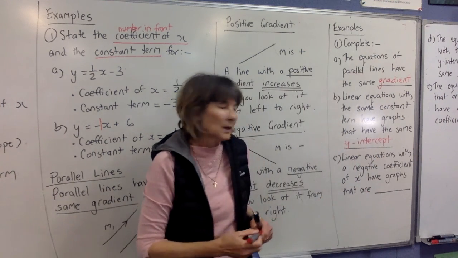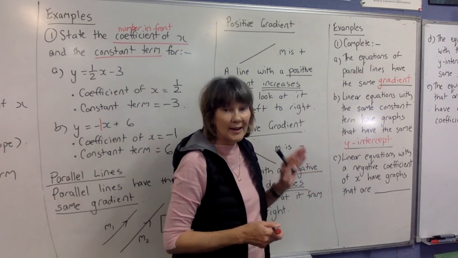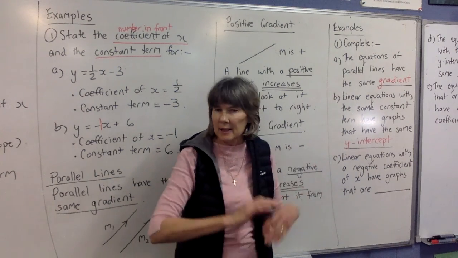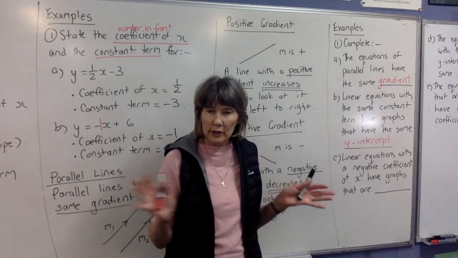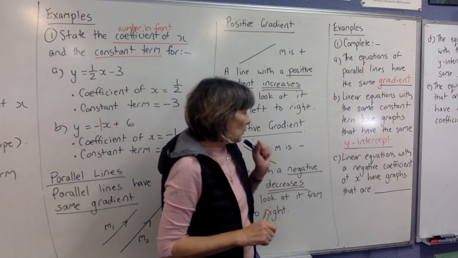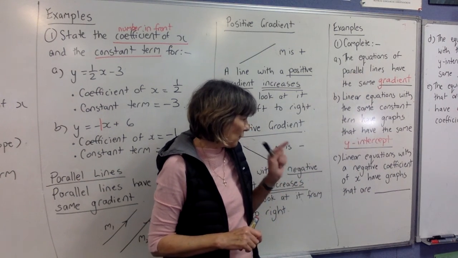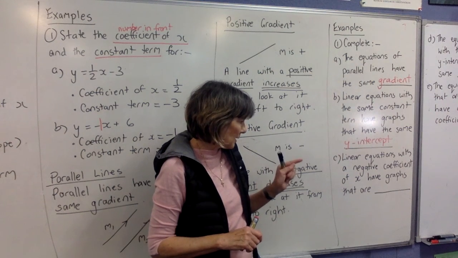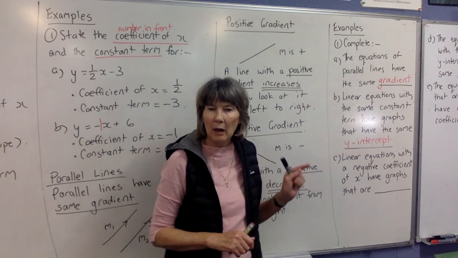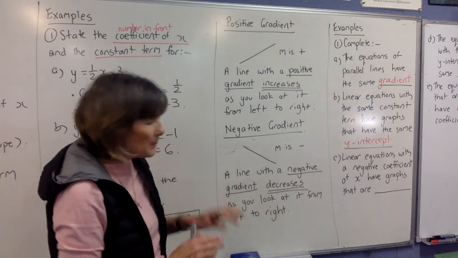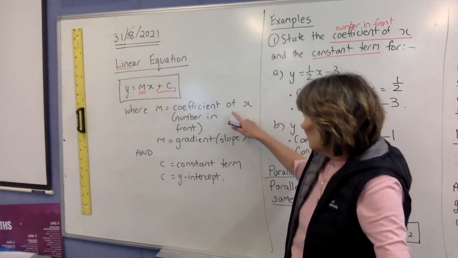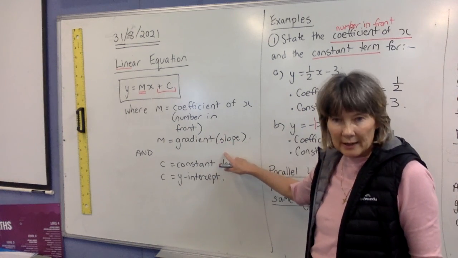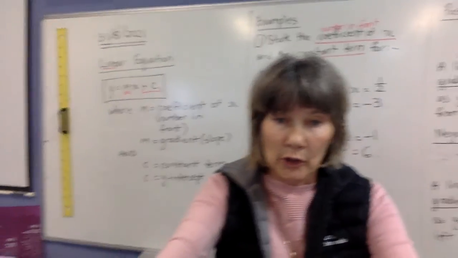Okay, the next one. Linear equations with a negative coefficient of x. There's a lot to read here, but think about it. Linear equations, just the equations we've been looking at, with a negative coefficient of x have graphs that are what? All right, now remember the coefficient of x is the gradient. So they're just trying to confuse you, aren't they?